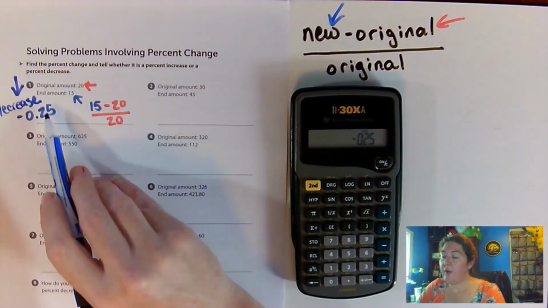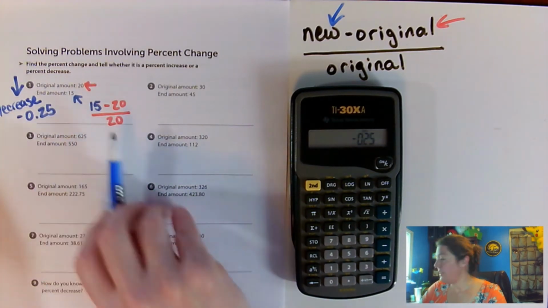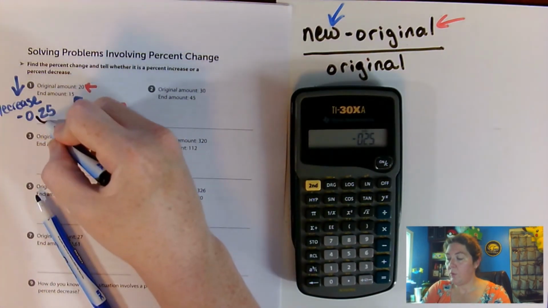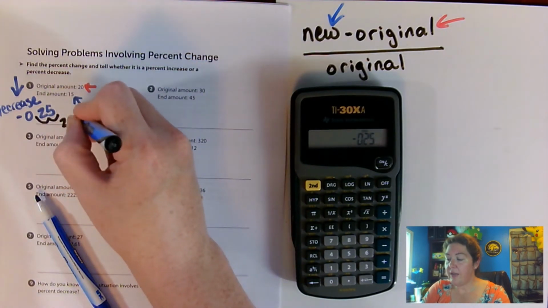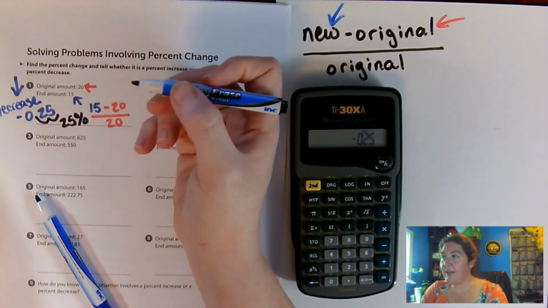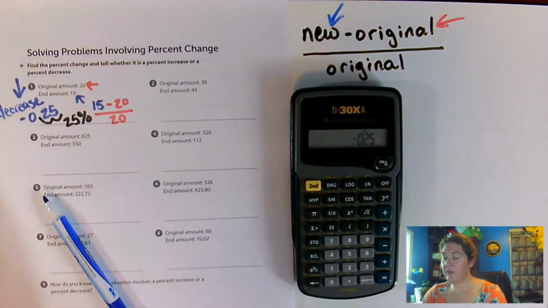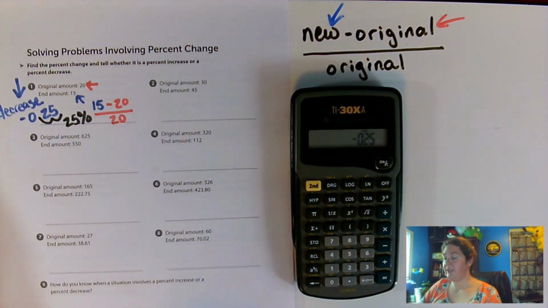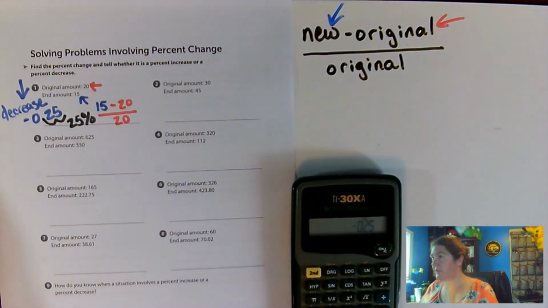And I know how to change 0.25 into a percent. Remember our rule? We move the decimal 2 places, so that is 25%. So my answer is a decrease of 25%. All we're doing here is plugging in numbers. We're plugging in those numbers to our formula right here. Let's look at our next one.